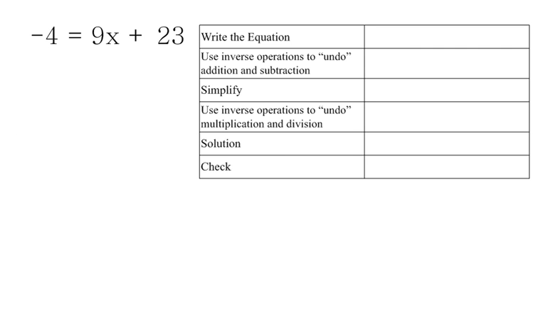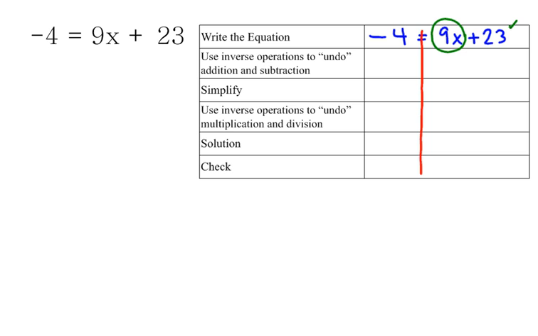On your note page, you have this table that's going to help you organize your work. The first step is to write the equation, -4 equals 9x plus 23. I'm going to ask you to draw a balance line all the way down this paper. That's going to help me remember that what I do to one side, I do to the other. So now that I have a balance line, my question is, what is the variable? The variable is x. I'd like you to circle x with its coefficient, which in this case happens to be 9.